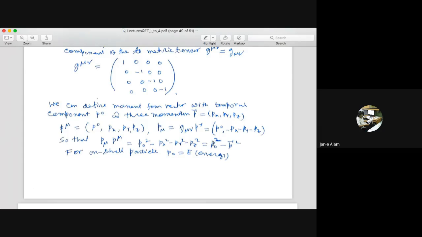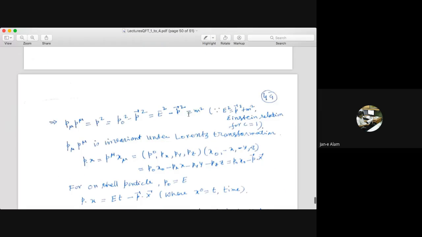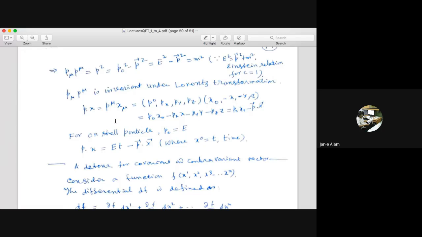Now, if you put energy here, then it is E squared minus 3-momentum squared, and that E squared minus 3-momentum squared is the mass squared, which is again an invariant quantity, right? And this is true only for the on-shell particle. So P mu is also an invariant quantity under Lorentz transformation.